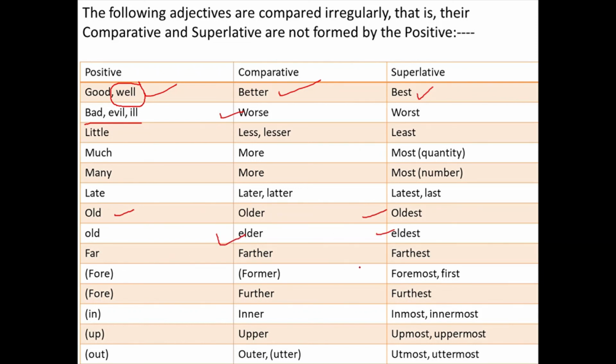Next: far, farther, farthest; fore, former, foremost and first; far, further, furthest; in, inner, innermost, inmost; up, upper, upmost and uppermost; out, outer or utter, and in the superlative, utmost and uttermost. Okay, so these are some examples which are not regular. Just remember these words and try your level best.